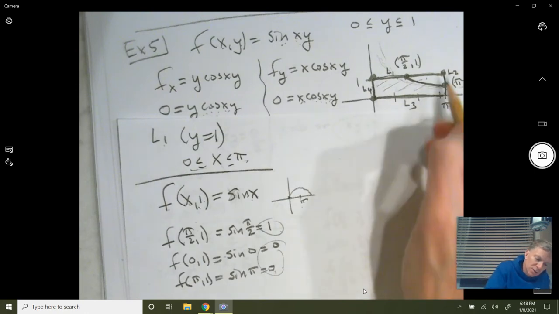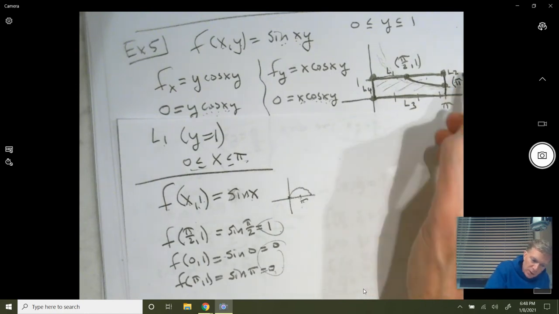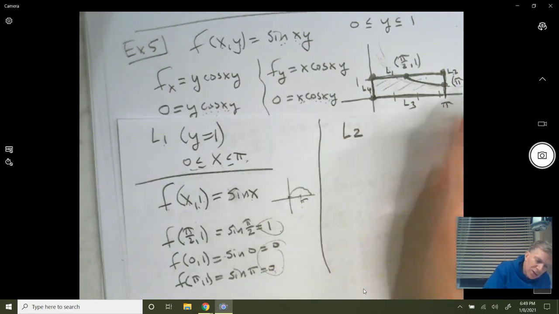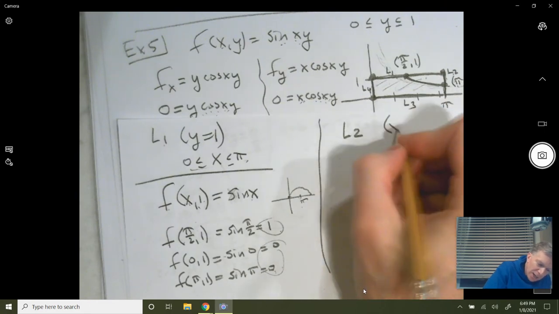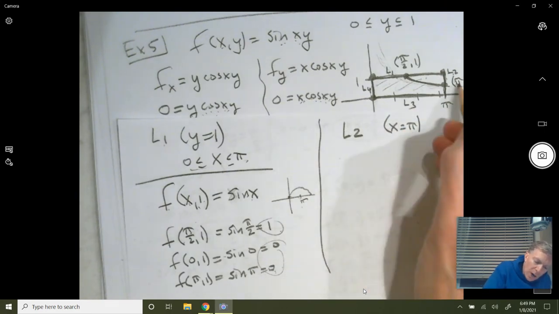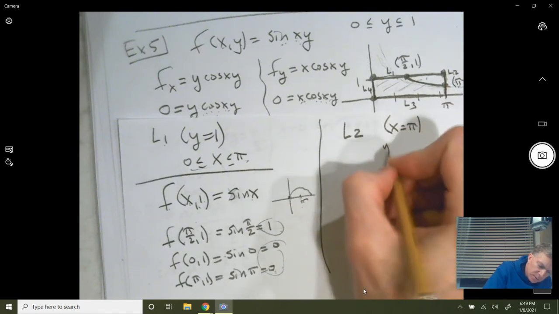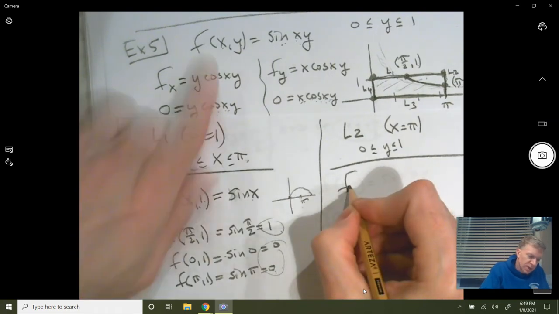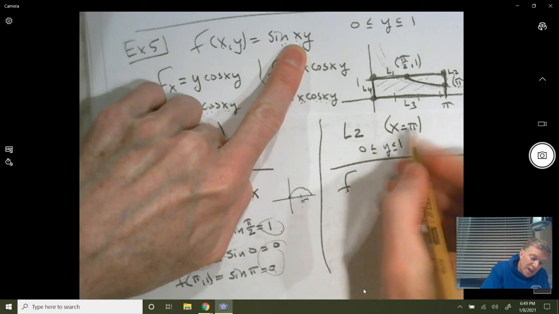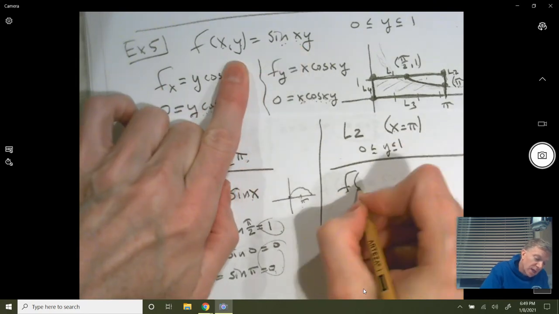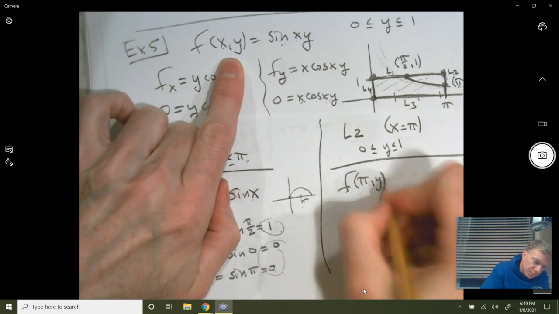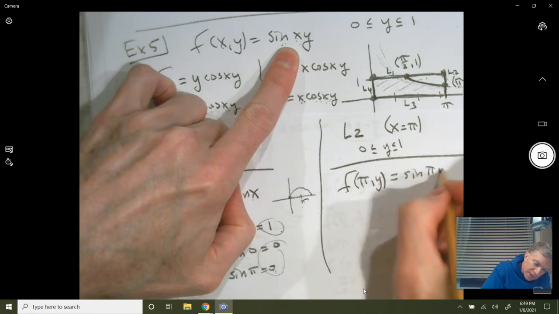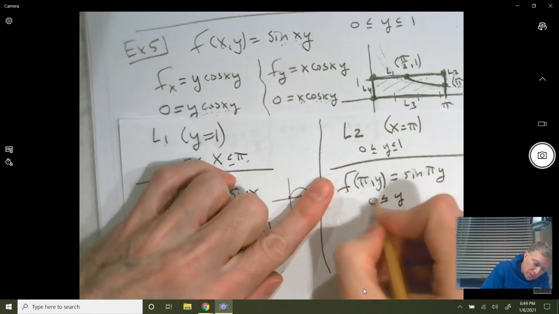Okay, let's test L2. L2 is going to be this down here. I wrote it up there, but it's this entire line segment here. So on L2, we know x is constant. x is pi. We also know that y is going from 0 up to 1. Okay, so our function, we can simplify. It's still f of xy equals sine of xy, but we know that the x is constant at pi, so we can call it f of pi comma y, which is going to be sine of pi times y. And this is as y goes from 0 to 1.